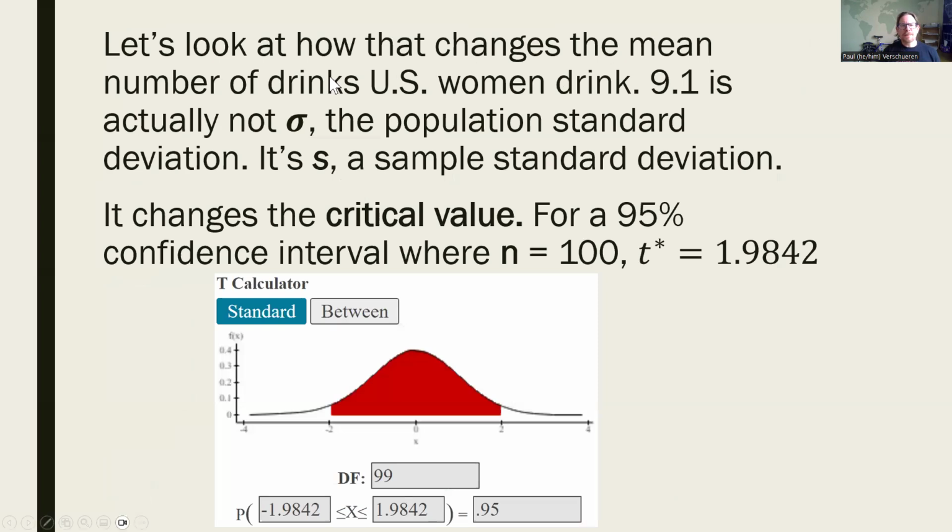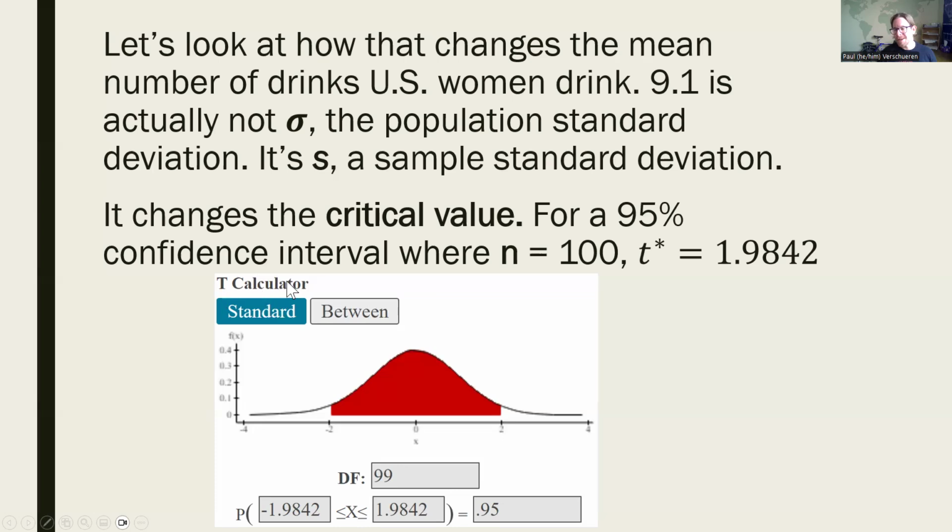So let's look at how that changes the mean number of drinks. We said 9.1 was the population standard deviation, but it probably wasn't. The reality is you probably don't have a population standard deviation, because we've never accurately asked every woman in the United States how many drinks they have in a week. So we couldn't possibly have these numbers. If we say it's actually a sample standard deviation, then S equals 9.1 changes the critical value. Our sample size in this case was 100 women.